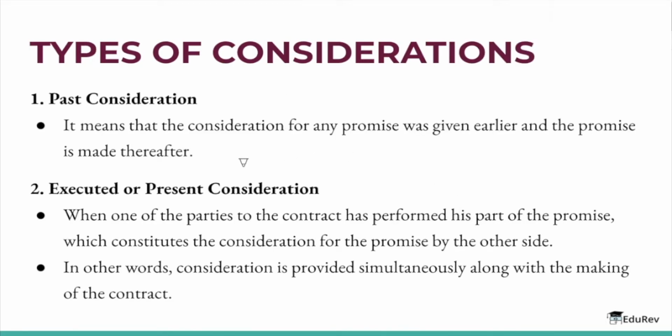And number one is past consideration. Now, it means that the consideration for any promise was given earlier and the promise is made thereafter. For example, I request you to find my lost dog. Now, after you have done the same, if I promise to pay you ₹100 for that, it is the case of a past consideration. Under this, the Act recognizes only such consideration which has been given at the desire of the promisor rather than voluntarily.